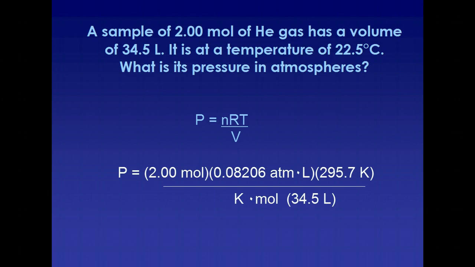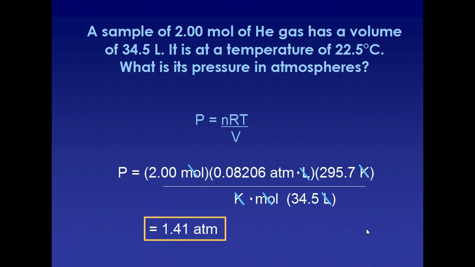n is our moles, so that's going to be the 2 moles. R is our constant. Notice how I put the units both on the top and the bottom so you can see where the units cancel out. We have to convert our temperature to Kelvin, so that's how we get to 95.7. There's our volume in liters. The moles go away, the liters go away, the Kelvin goes away, and that leaves me with atmospheres. And that gives me a pressure of 1.41 atmospheres.